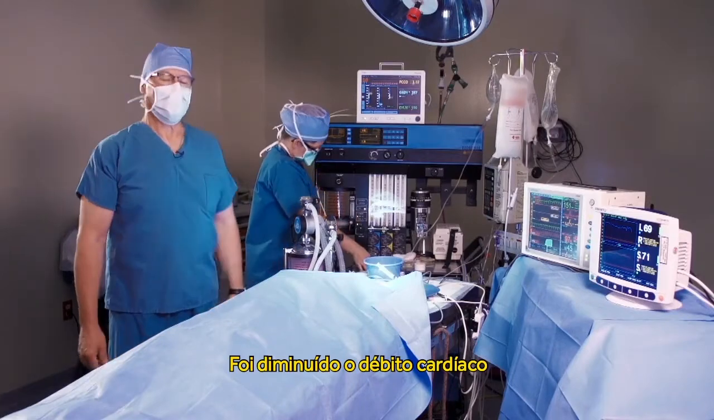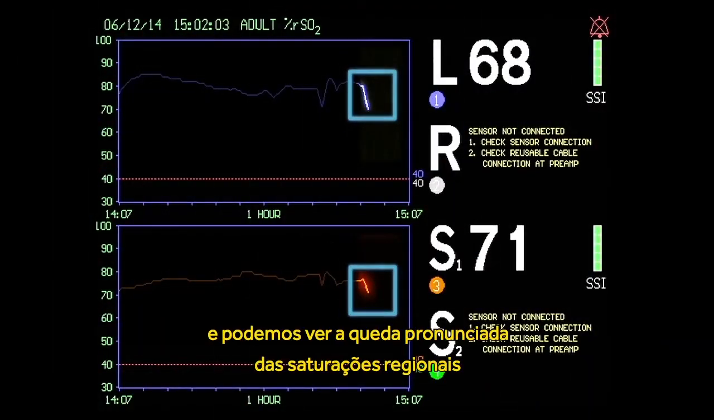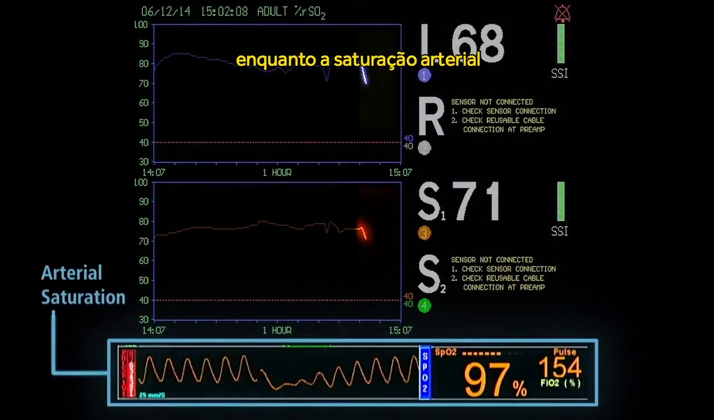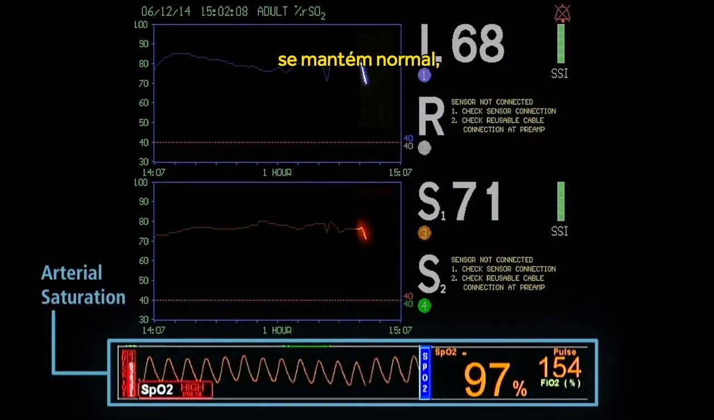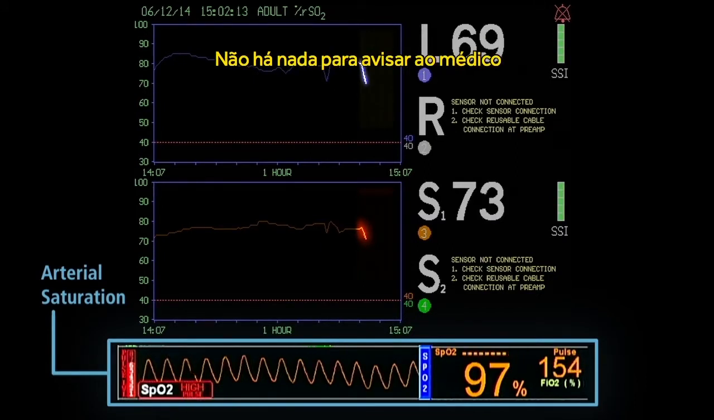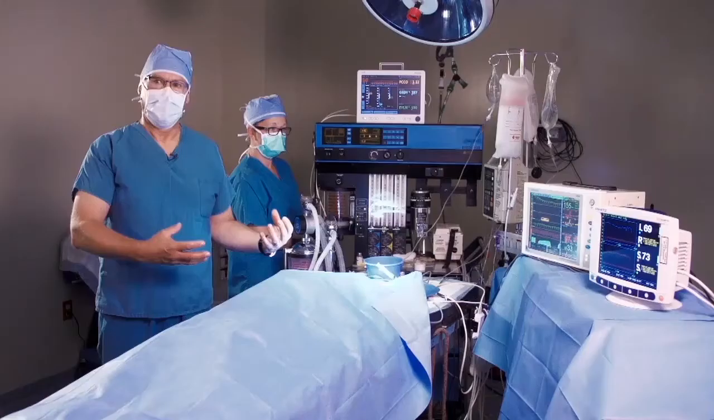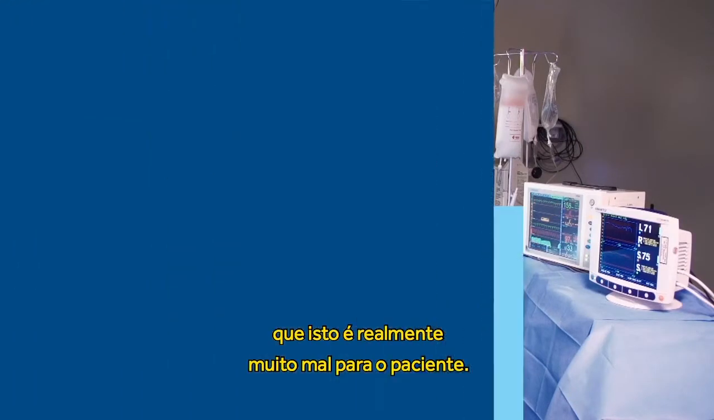So we dropped the cardiac output, and you can see the pronounced change in saturation. But look at the oxygen saturation in arterial blood. It's normal, did not even change. So there's nothing to tell the clinician that this was really bad for the patient.